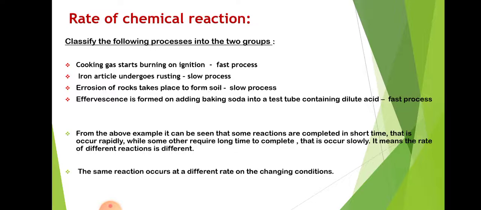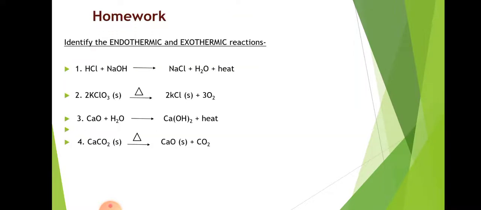ओके, सो दैट इज़ डिफरेंट काइंड्स ऑफ नेचर, फैक्टर्स विच आर देयर which affect the chemical reaction. So what is that we are going to see in the next class. Till that, again the next homework, you have to identify the endothermic and exothermic reactions.